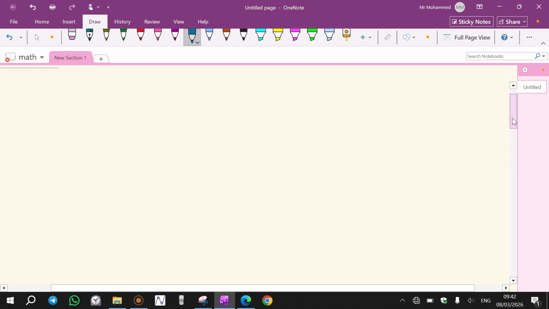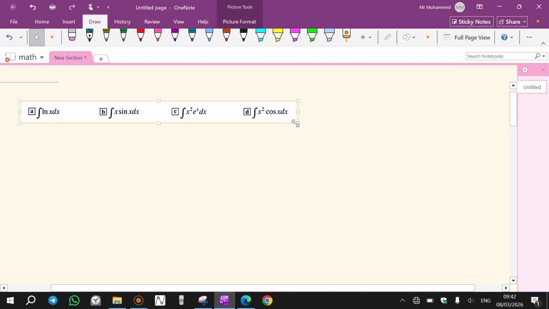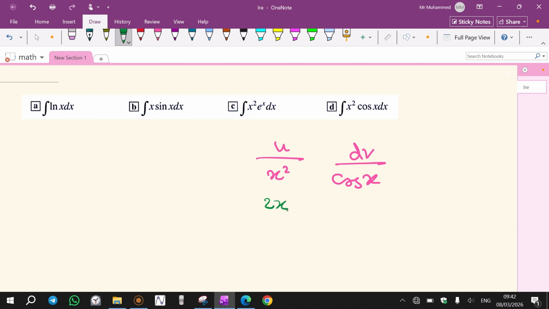Now part D. Part D is the integral of x squared cosine x. We're going to use the same idea, the tabular method. U is x squared, dv is cosine x. Now, the derivative of x squared is 2x. The derivative of 2x is 2. The derivative of 2 is 0. The integral of cosine x is sine x. The integral of sine x is negative cosine x. And the integral of negative cosine x is negative sine x.